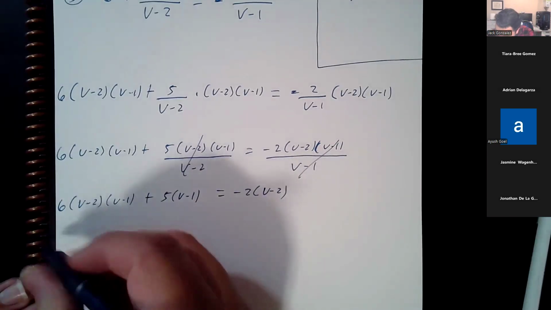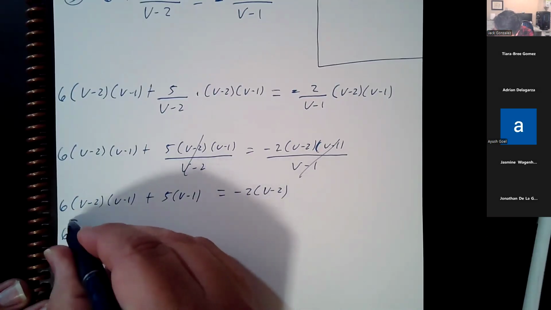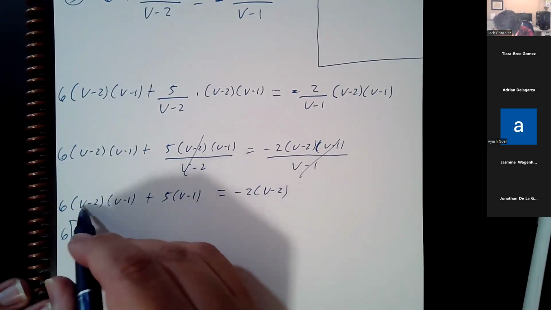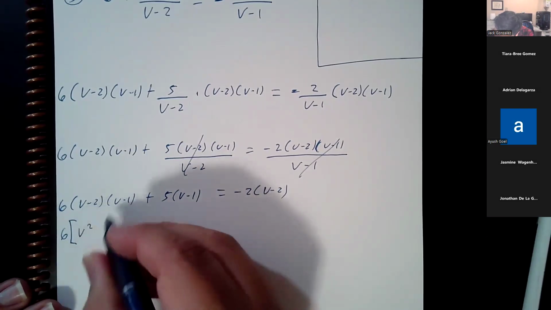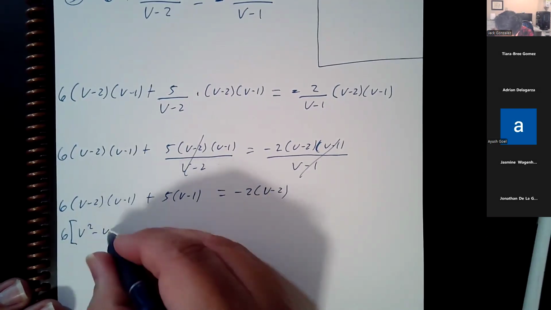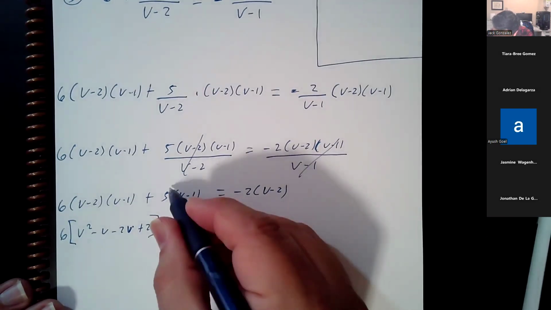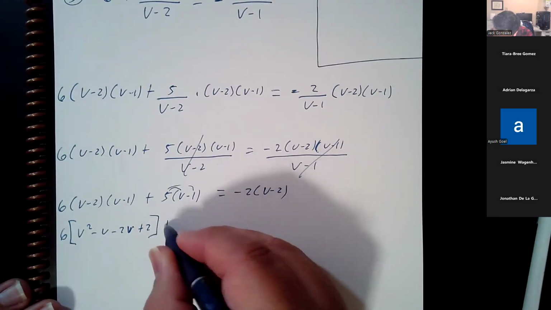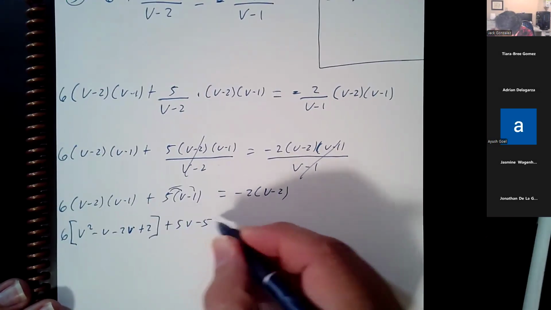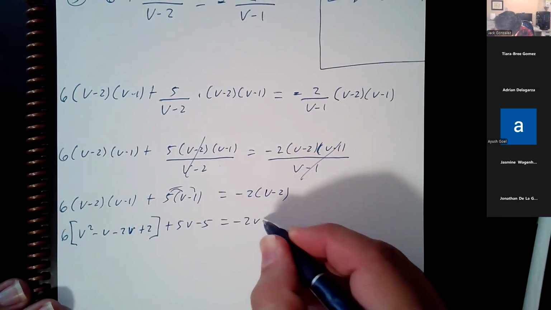Multiply these guys out. I'm going to put a bracket just so it's clear. V times V, V times negative 1, negative 2 times V, negative 2 times negative 1. There we go. Distribute this. That gives plus 5V minus 5, negative 2V plus 4.